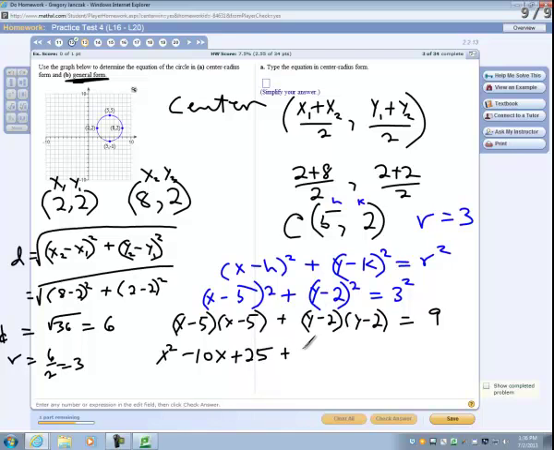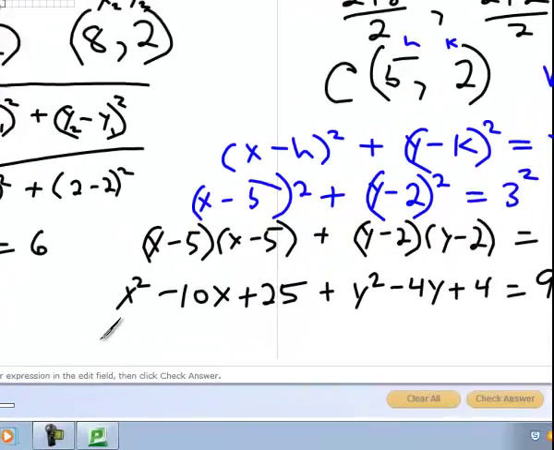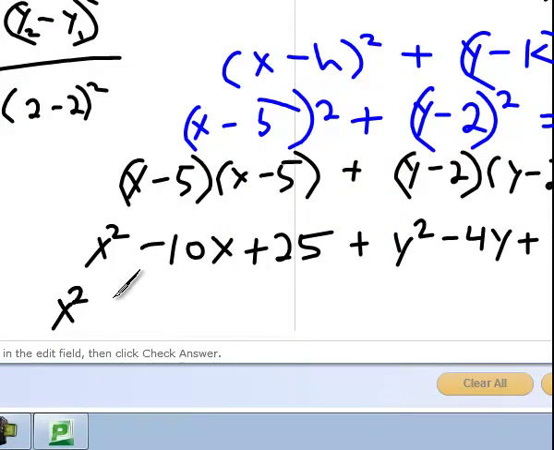Plus y times y, that's y squared. A minus 2y, and a minus 2y is a minus 4y. Negative 2 times negative 2 is plus 4, equal to 9. So now you put, what goes first? X squared. Yeah, the highest exponents. The x squares and then the y squares go first. And then minus 10x minus 4y go next.